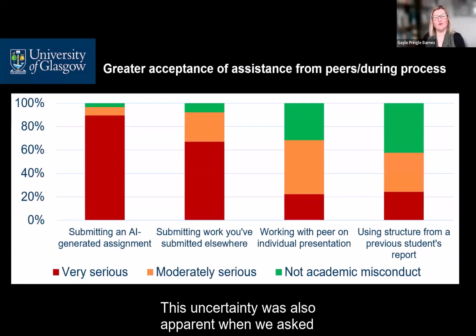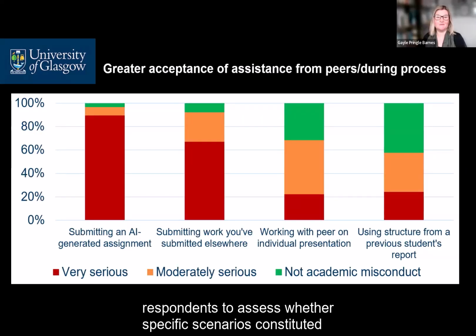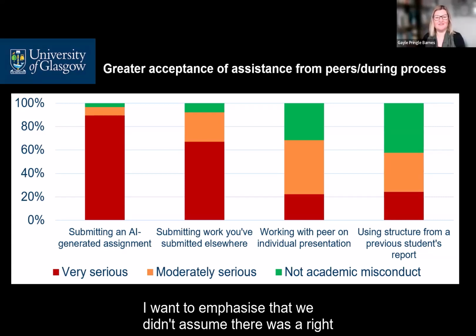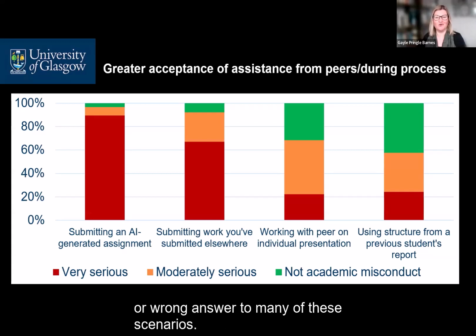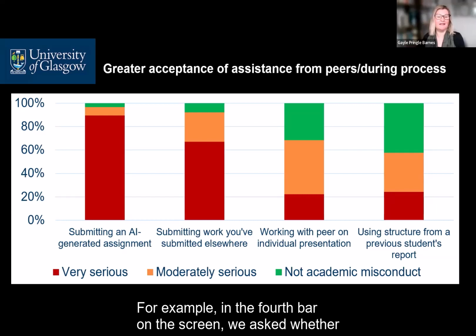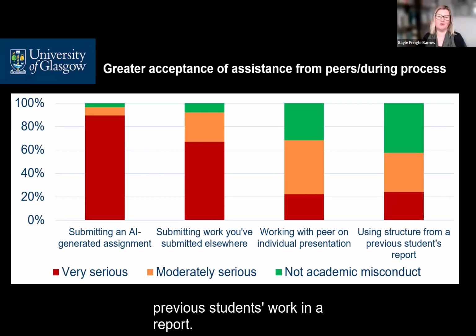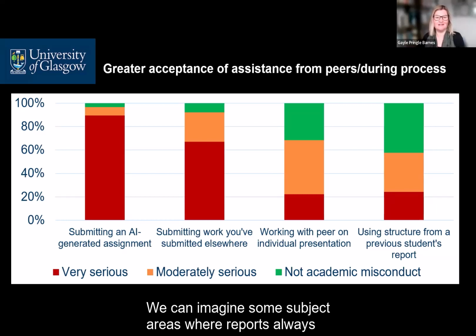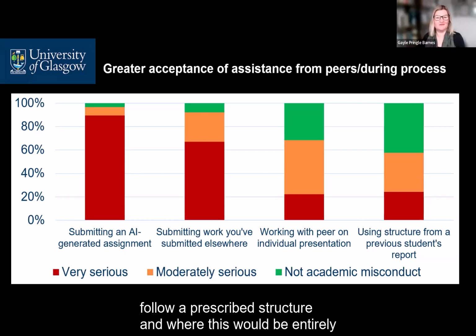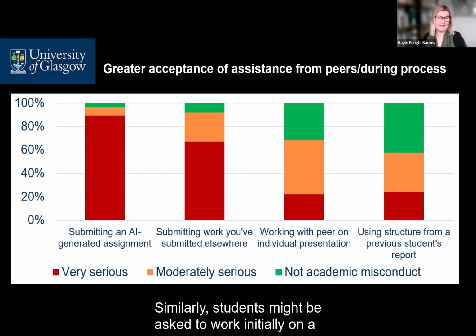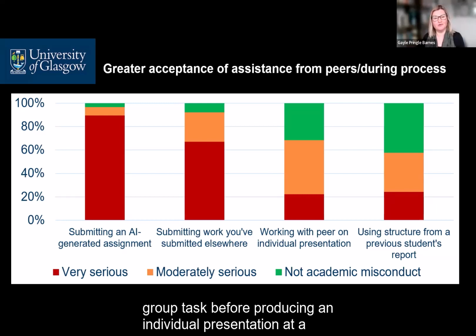This uncertainty was also apparent when we asked respondents to assess whether specific scenarios constituted academic misconduct. I want to emphasise that we didn't assume there was a right or wrong answer to many of these scenarios. For example, in the 4th bar on the screen, we asked whether it was acceptable to use the structure and headings from previous students' work in a report. We can imagine some subject areas where reports always follow a prescribed structure and where this would be entirely normal. Similarly, students might be asked to work initially on a group task before producing an individual presentation at a later stage.